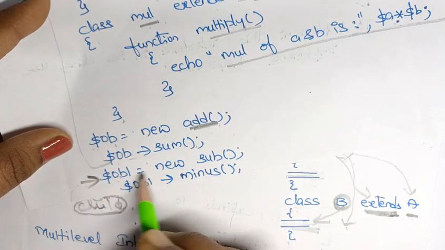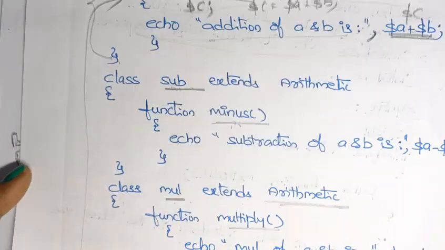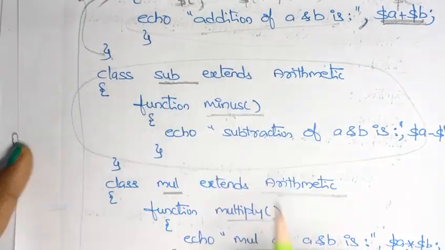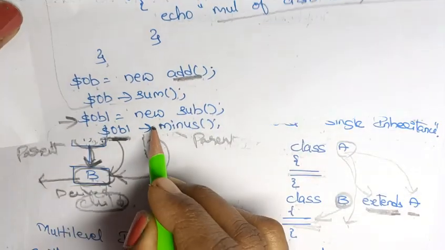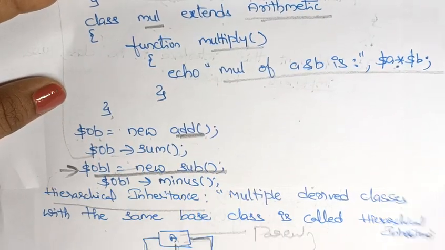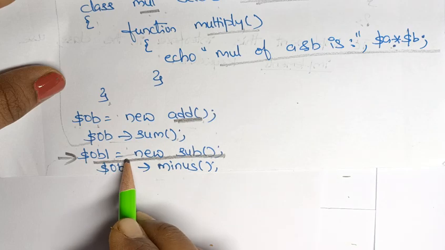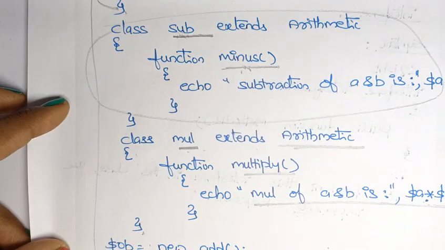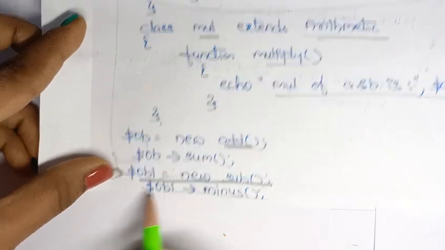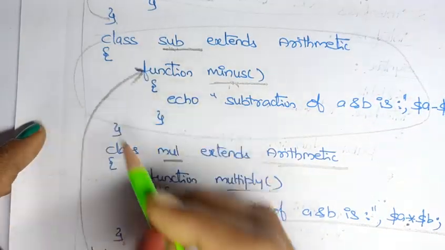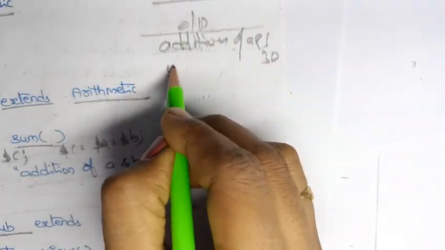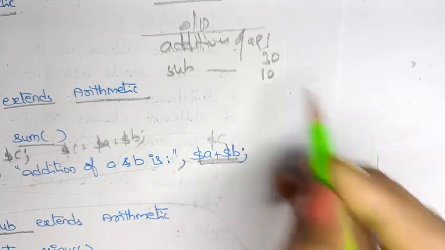Next, $OB1 is equal to new subtraction, which means you have created an object for this class. Then $OB1 arrow minus, and the control will transfer to here, and whatever the statements are there in this function, it will print. So here subtraction of A and B is 10, it will print.